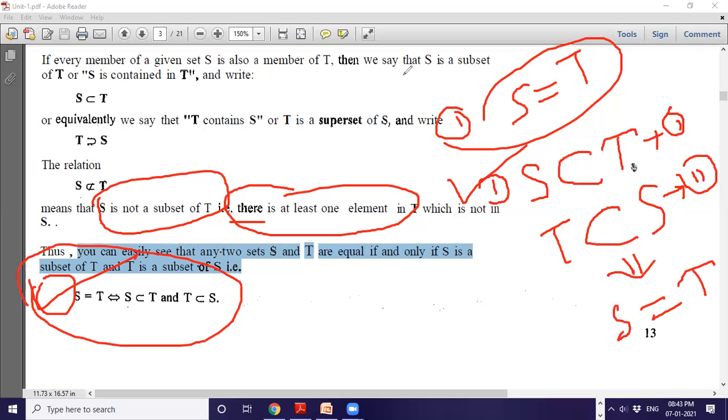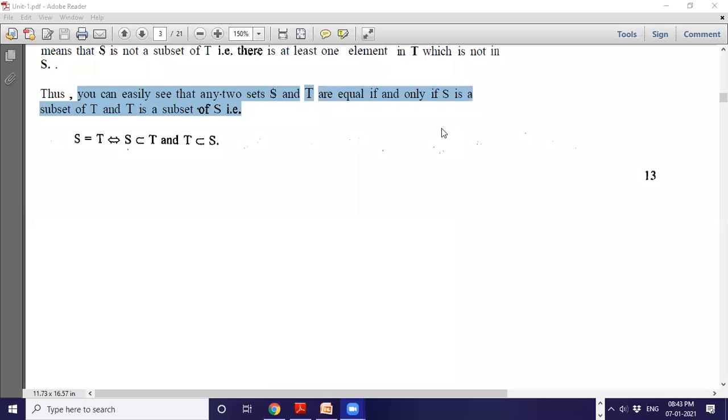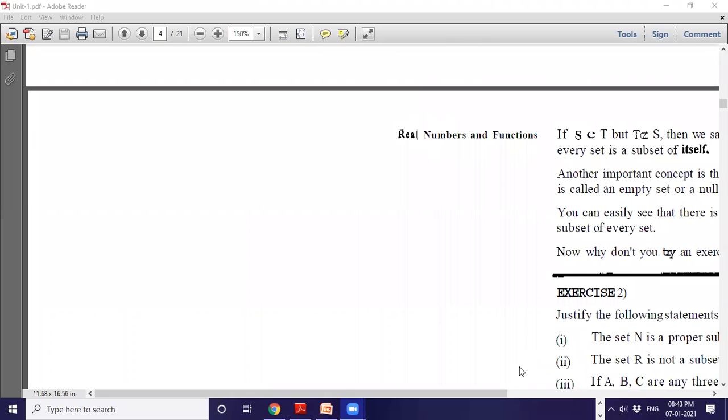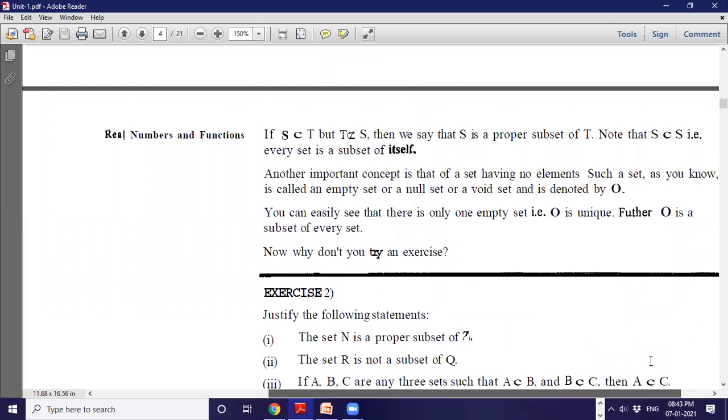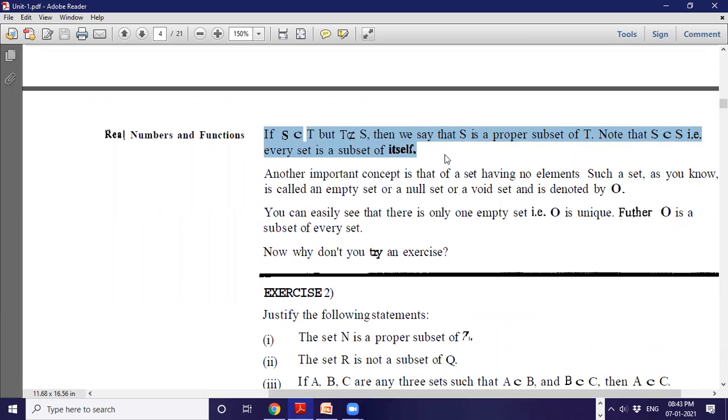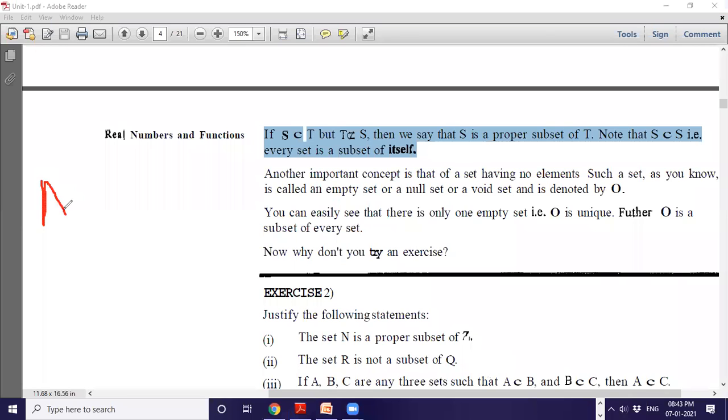Well, let's come to the next point. If S is a subset of T, but T is not a subset of S, then we say that S is a proper subset of T. Note that every set is a subset of itself. आप लोग एक चीज नोट डाउन करोगे कि कोई भी सेट, every set, either A, B, or whatever the set is, this set is a subset of itself.